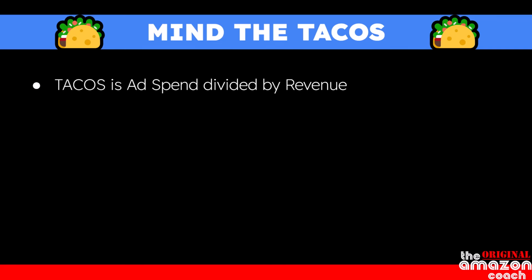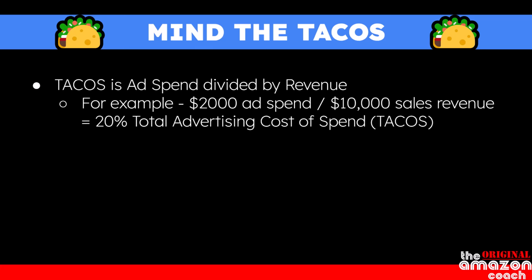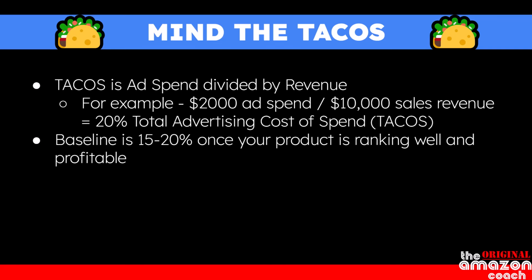For example, if you have $10,000 in sales for a month and you have $2,000 in ad spend for that same month, then your TACOS is 20% because you just divide the ad spend of $2,000 by the revenue of $10,000. A really good baseline to keep in mind is somewhere between 15 to 20% because that will keep almost all products profitable ongoing. You can have slightly lower or towards that bottom of the 15%, but somewhere in there is about the baseline.